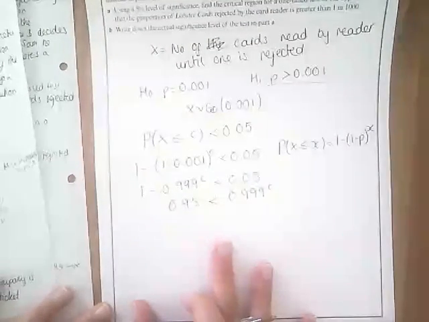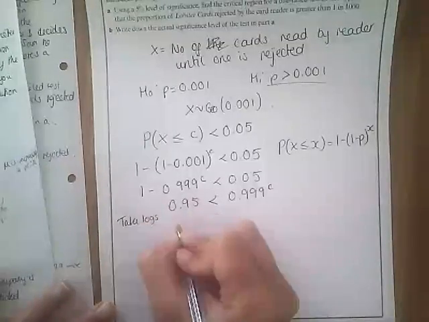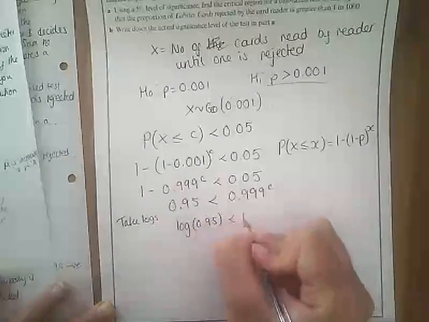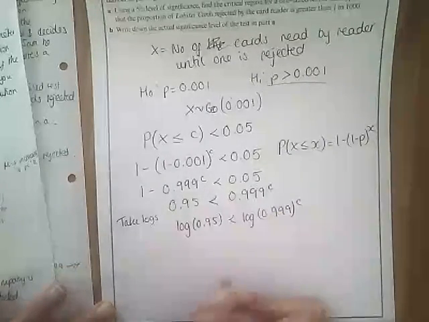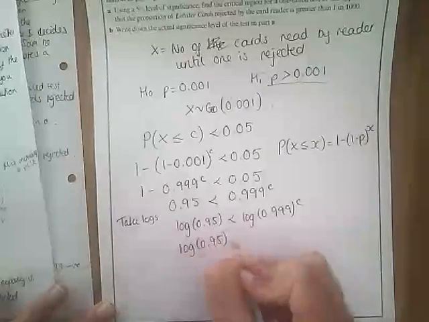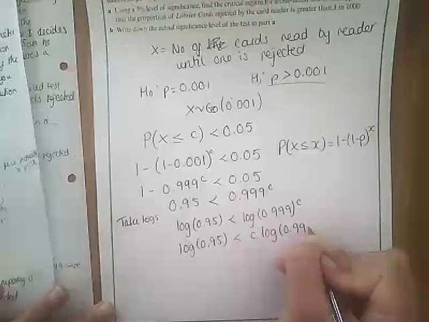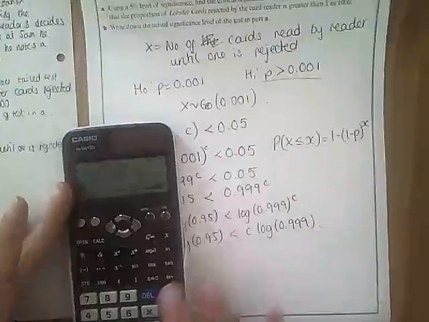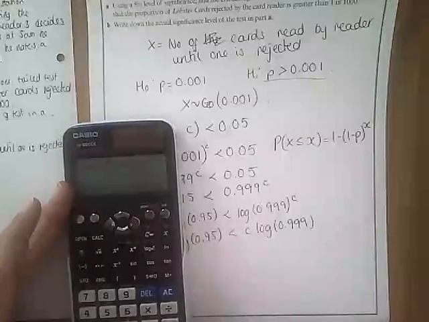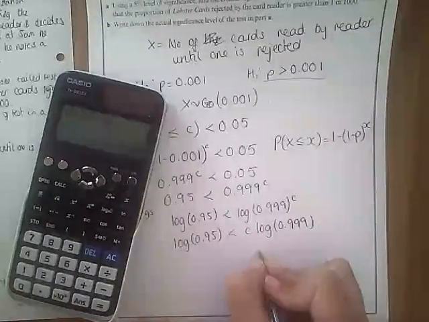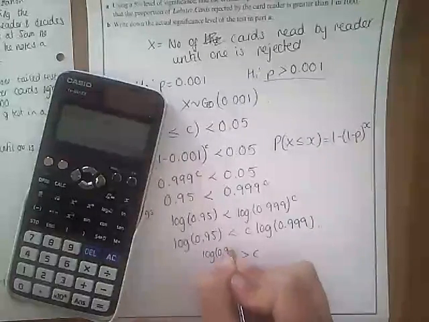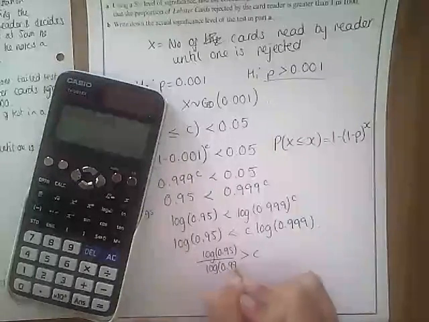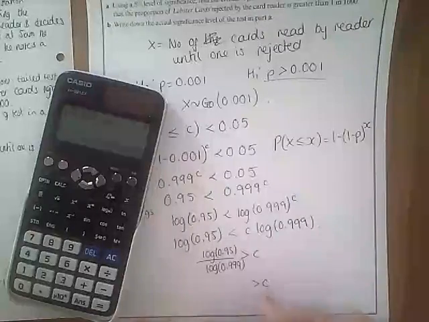0.999 to the C. Then I'm going to take logs of both sides. So we've got log of 0.95 is less than log of 0.999 to the C. Bring the C to the front. C lots of log 0.999. And again, when you're doing this, you need to check and see if that's negative, this log of 0.999. So log in the base 10, 0.999 is negative. So when I divide it, my inequality is going to flip over. So log of 0.95 divided by log of 0.999. Okay, and that means that C has got to be less than whatever that is.